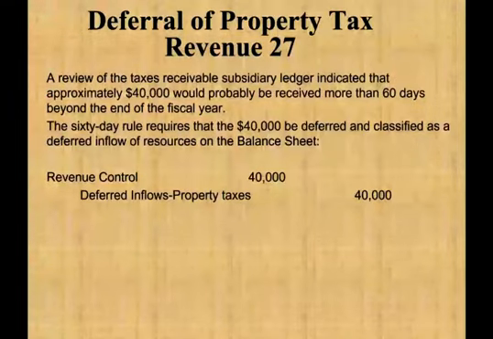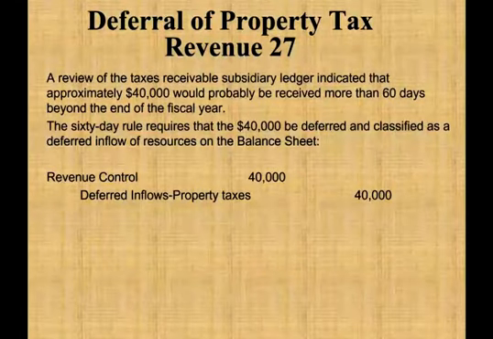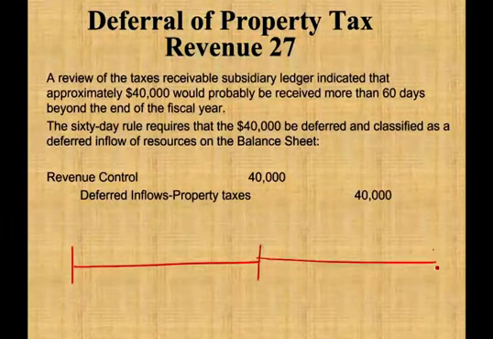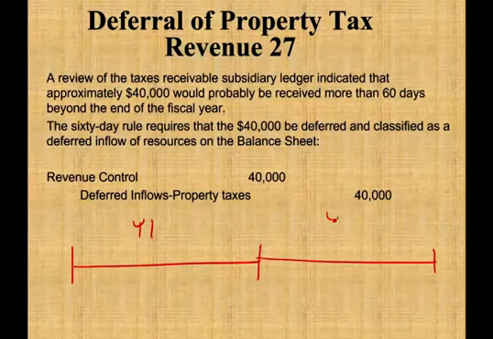Now we're getting to the end of the year, deferral of property tax revenue. Again, remember, at the end of the year, what's going to happen is this. The government will have to decide, this is year 1, and this is year 2.